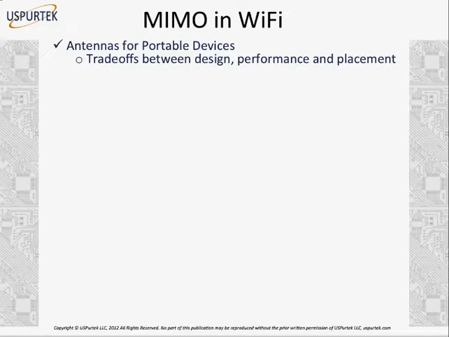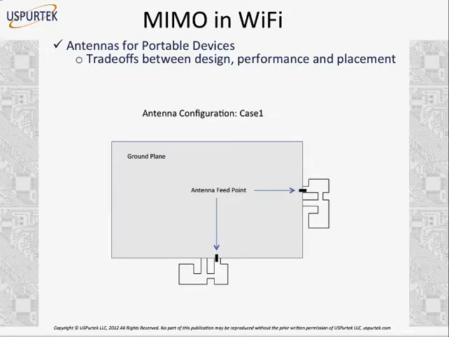Now, antennas for portable devices. They are a little more challenging actually. When you come to portable devices like laptops, iPads, and smartphones, there are additional challenges. Antennas are packed with several other peripherals which are conductive and lossy, and that reduces the efficiency of the antenna. Therefore, there are trade-offs to be made between design, performance, and placement.